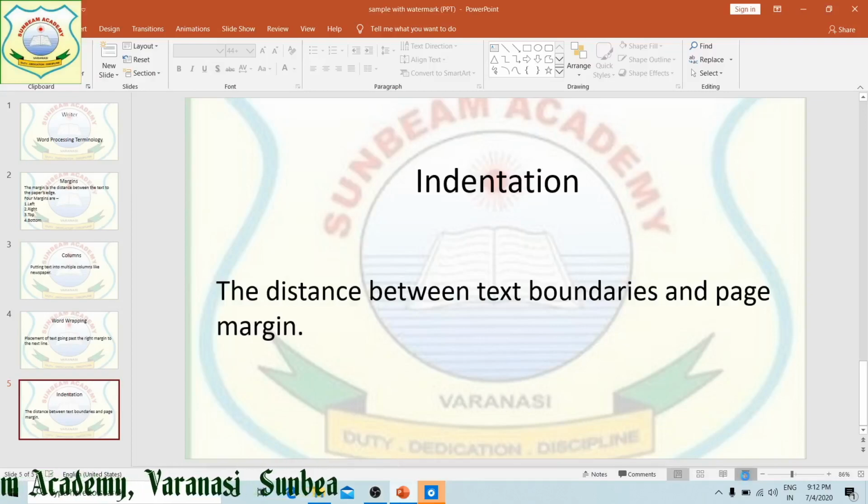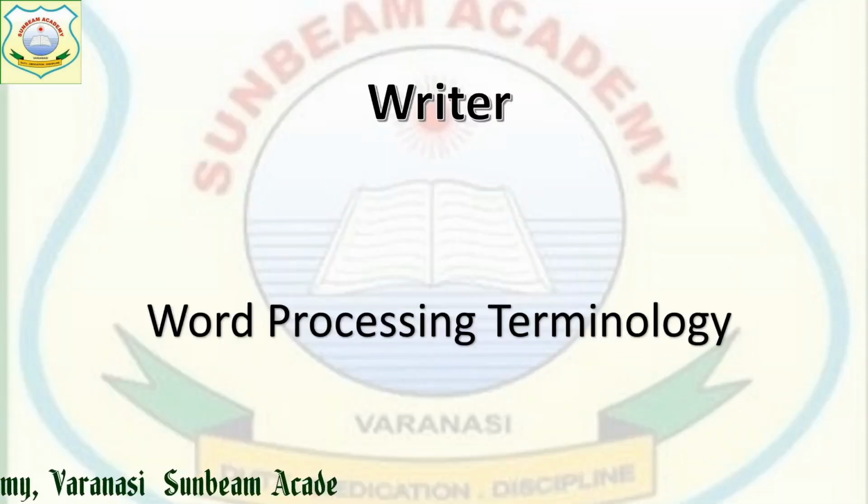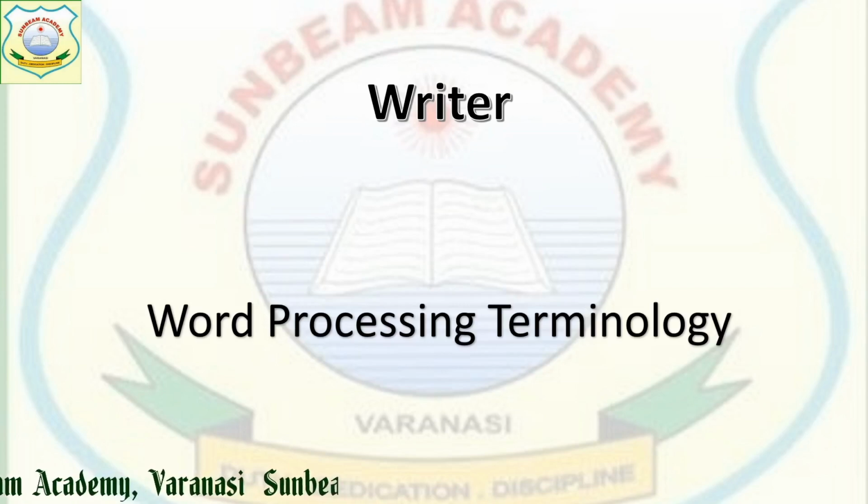Today we are going to discuss some Writer word processing terminology. What is word processing terminology? The terms we are going to use to process our text is known as word processing terminology, right? It may contain line spacing, page border, font, style, size, word wrapping, indentation, margins. These all come under the category of word processing terminology.